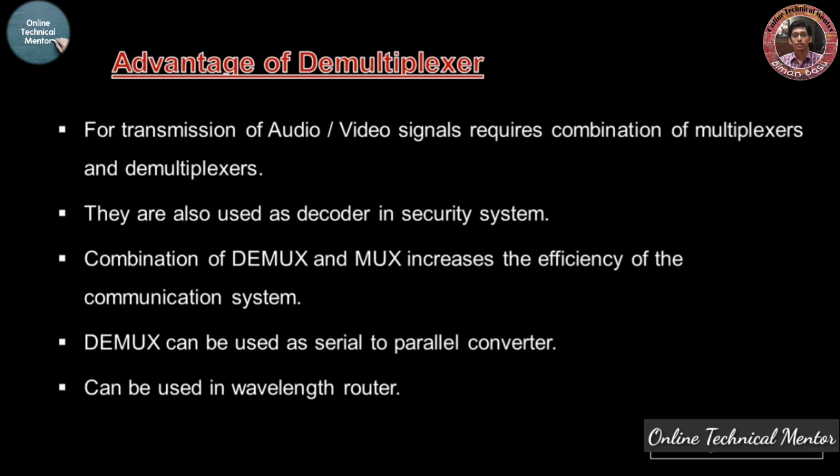A demultiplexer can be used as a serial to parallel converter, because as you have seen, a demultiplexer has a single input line, so whatever data is coming into the input line is coming serially, and it has multiple output lines, so the data is distributed among various output lines. You can say that data is moving through the outputs in parallel. It can also be used in wavelength routers.